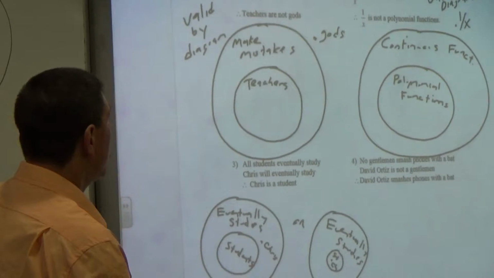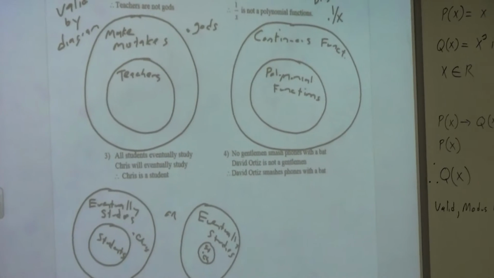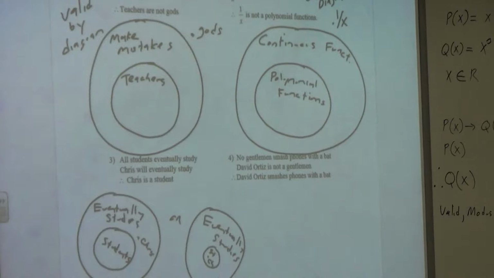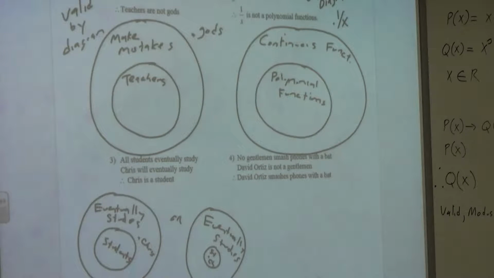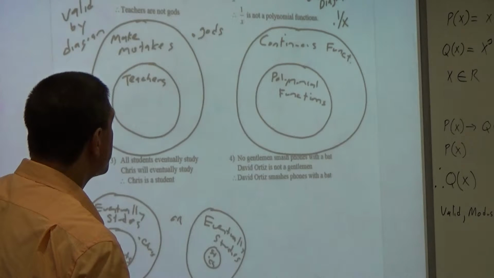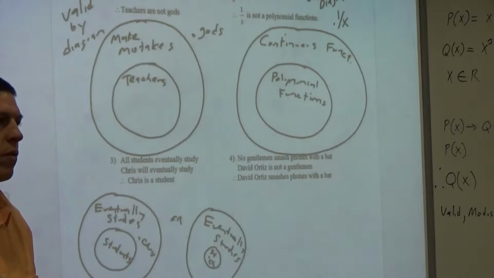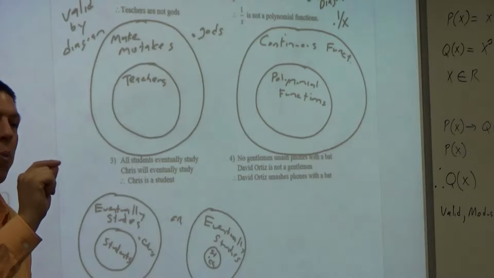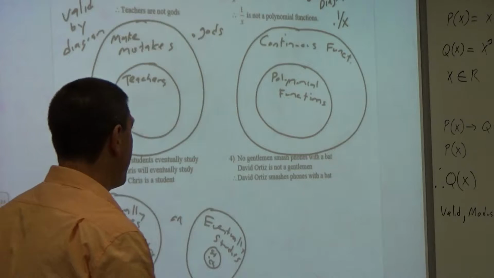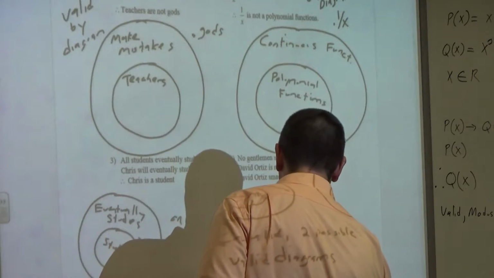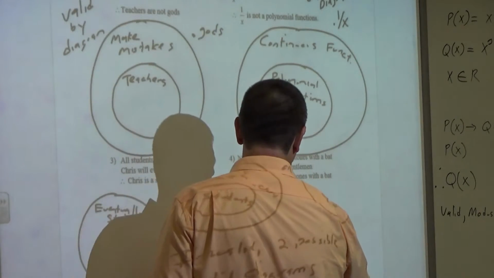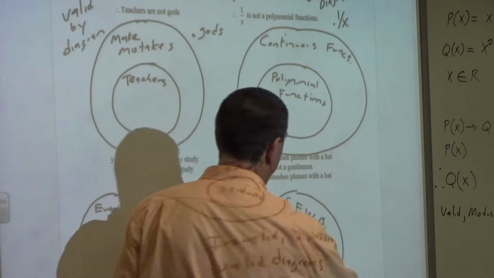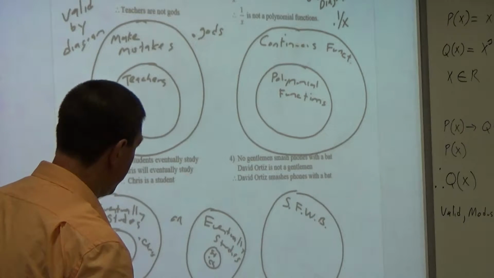Okay, last one. No gentleman smashed phones with a bat. David Ortiz is not a gentleman. Therefore, David Ortiz smashes phones with a bat. So we need a major premise, we need a minor premise. What's the major premise for this thing? Smashes phones with a bat. Because no gentleman would be outside of that. So we're going to have our major premise, smashes phones with bats.